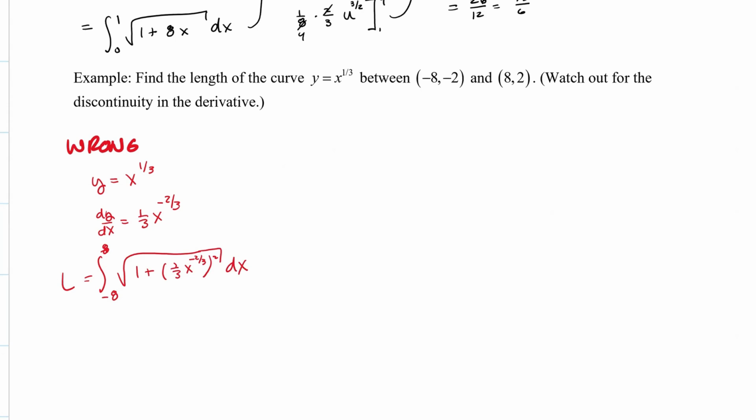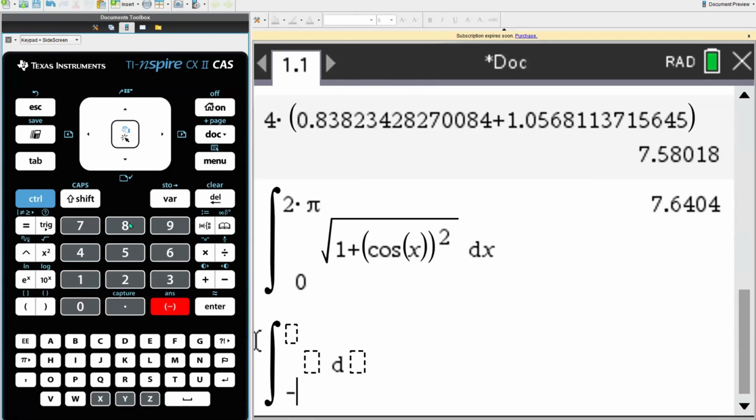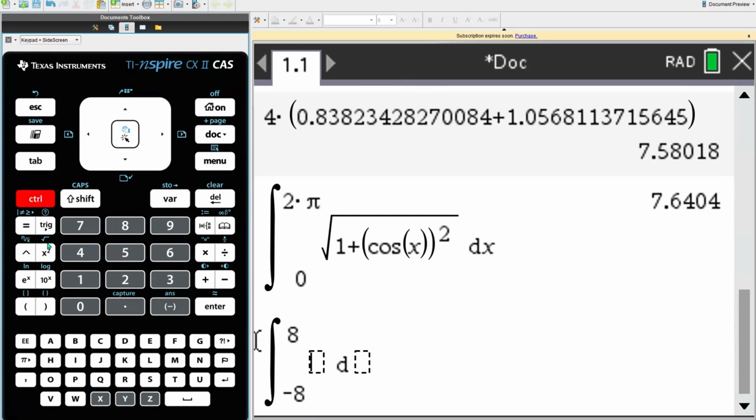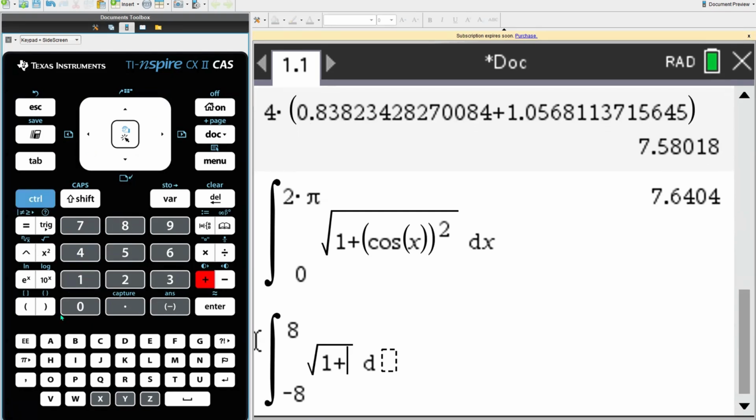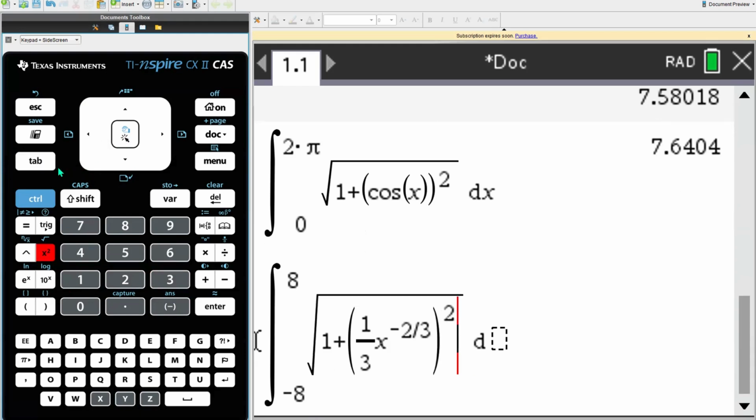So I'm going to go right to the calculator. Let's see what it says. Shift plus to get our integration symbol. -8 to 8. Let's go ahead and get that square root. 1 plus parenthesis. And again, it was 1/3. Let's see, x to the power of -2/3. And again, blindly, gotta put that square in there, right there. And let's go ahead and do that interval.